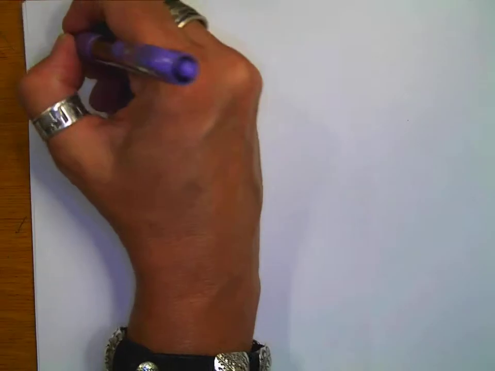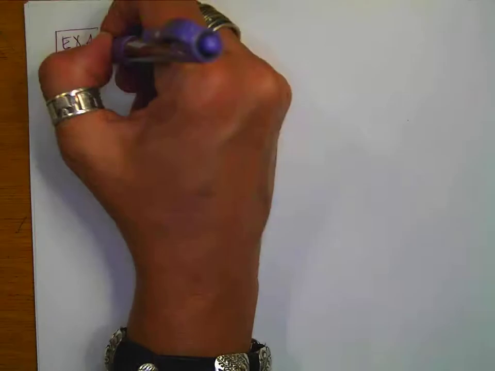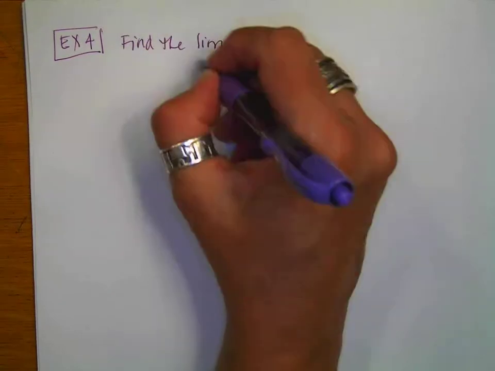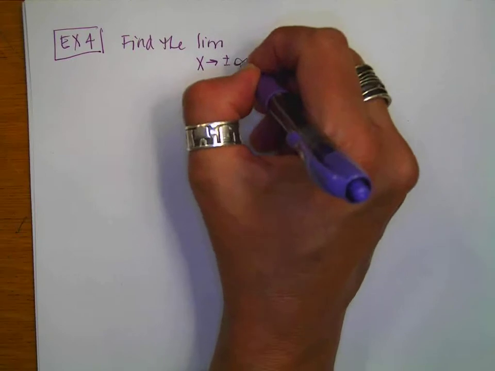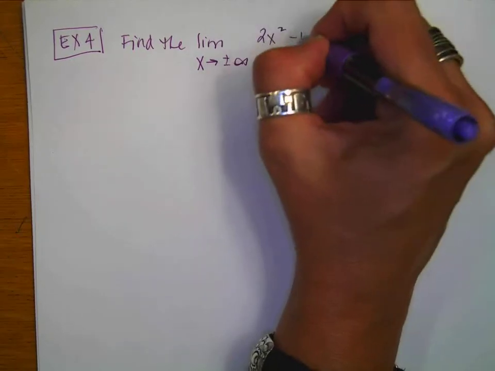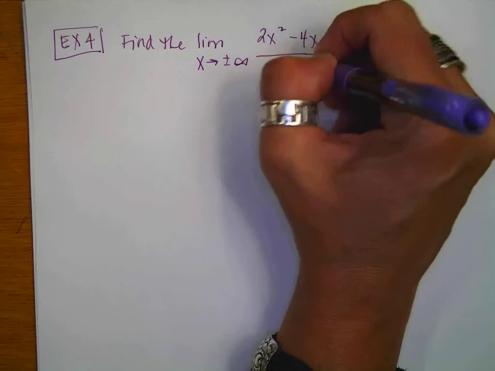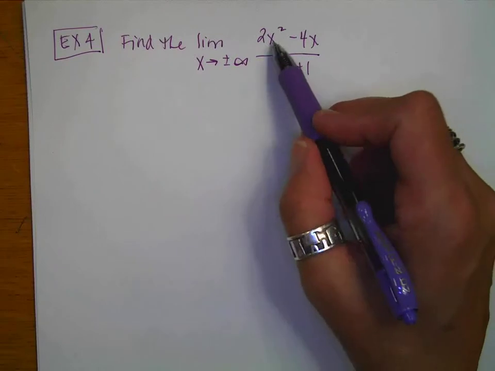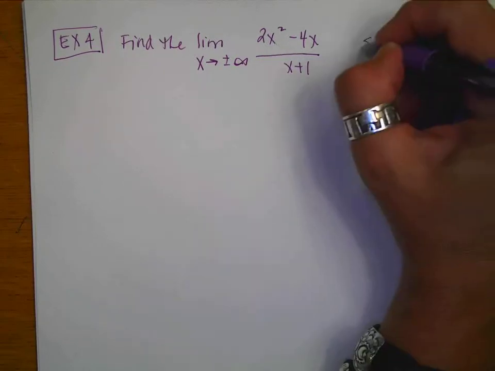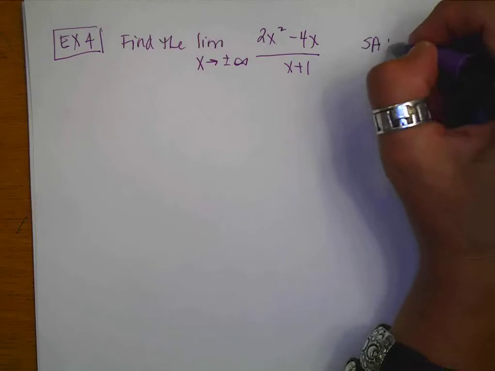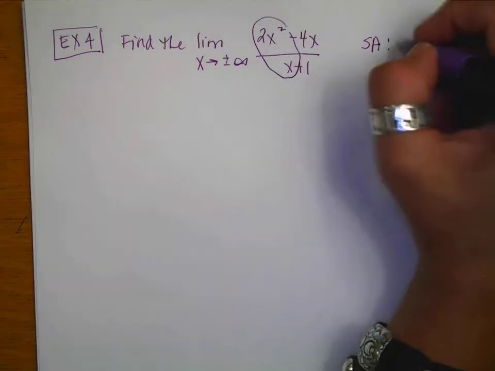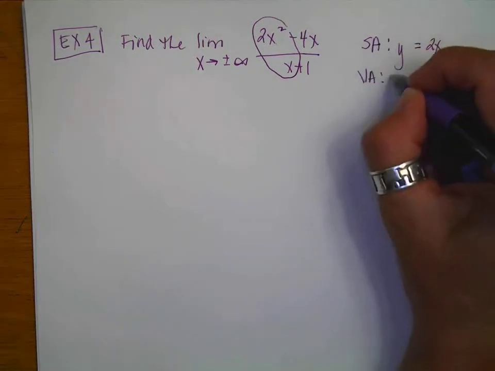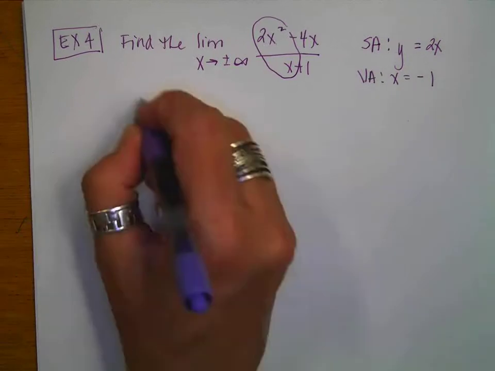All right, let's do the fourth example. We have a nice short video today, and I want to find the limit as x approaches plus or minus infinity of 2x squared minus 4x over x plus 1. If we look at this situation, the degree is higher in the numerator, so that means I have a slant asymptote. My slant asymptote, if I just looked at those two terms, is going to be approximately y equals 2x. I have a vertical asymptote at x equals negative 1.